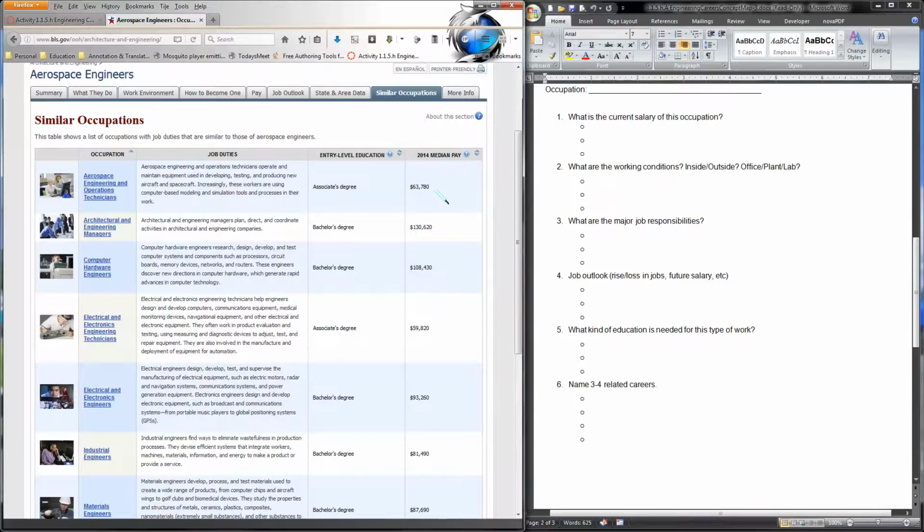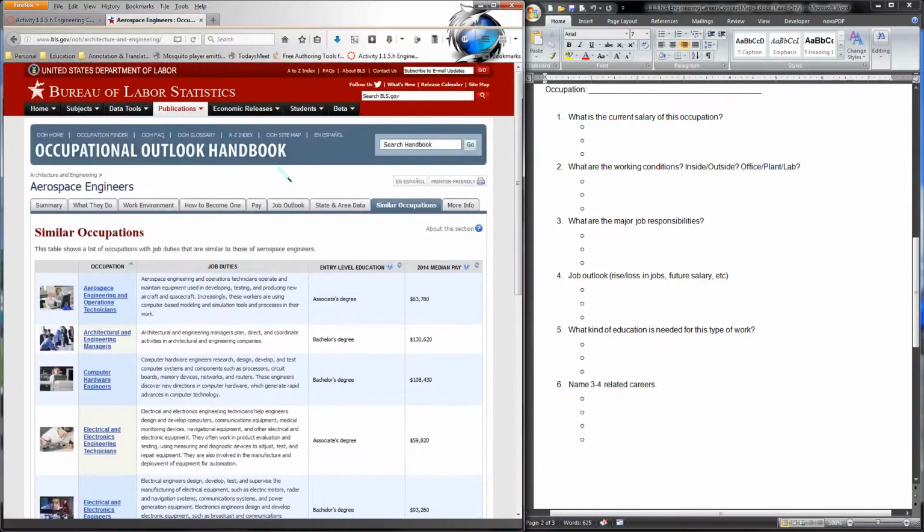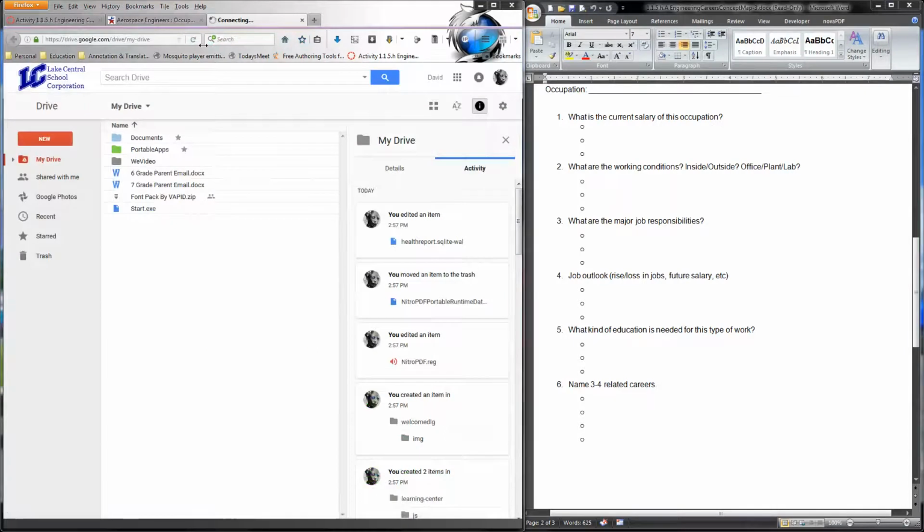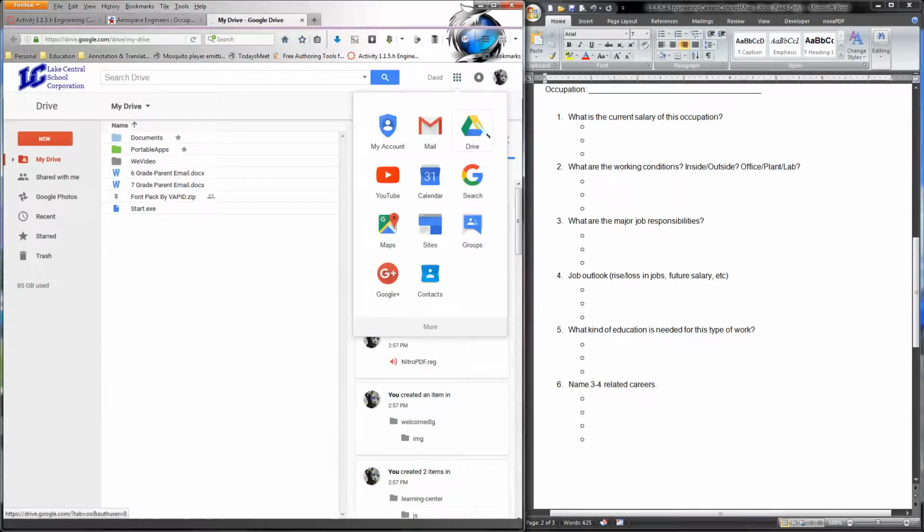So you'll need to pick 3 of those that sound interesting and write some information about those for the related careers. So once you have finished and you have researched your job using these different tabs on this site, you'll then need to log into your Google account, and you'll need to be able to access your drive. So if we pull this over, and you access your drive here by going into the Google app button and selecting drive, you'll have this screen come up.